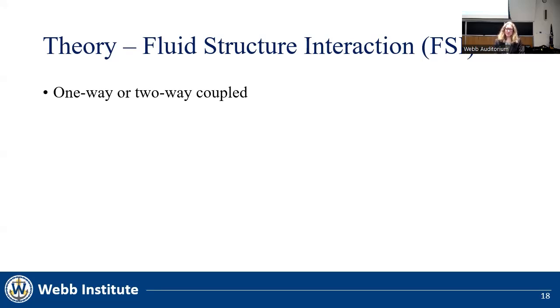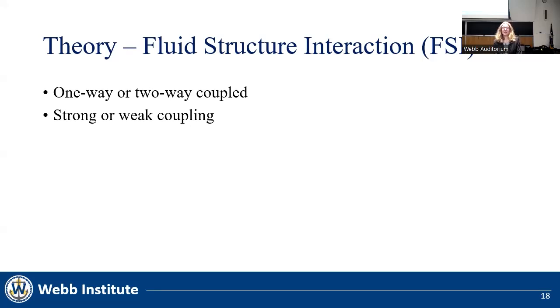In a two-way coupled solution, information is passed from the fluid to the structure and then from the structure back to the fluid. This is better suited for a flexible structure in an incompressible flow, as we have with the whisker. Another term used to describe FSI is strong or weak coupling.